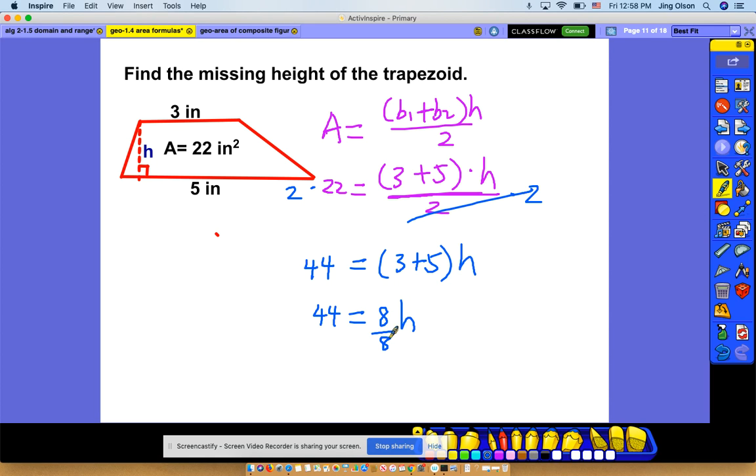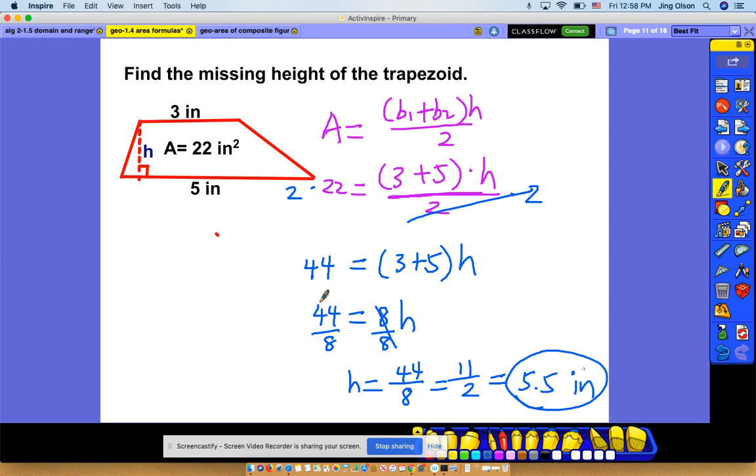To get H, I'm going to divide by 8, divided by 8. H equals 44 divided by 8. Simplify this fraction, divide each number by 4. 44 divided by 4 is 11, 8 divided by 4 is 2, 11 over 2, which is 5.5. So the height is 5.5 inches, or 11 over 2 inches. If you're looking for a specific form, we do want to convert it into a decimal. Use 5.5 instead.